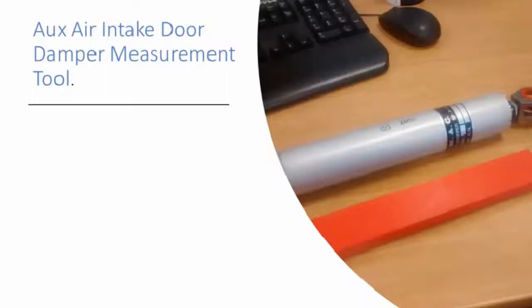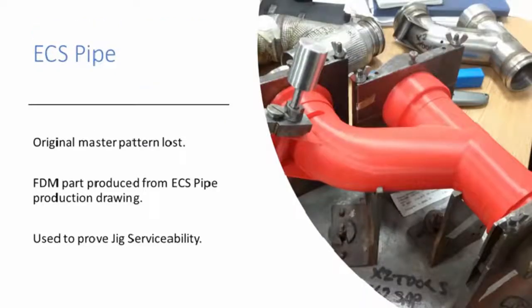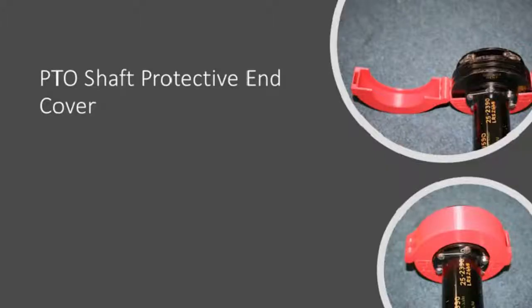In this slide, the aux-air intake door damper checking tool has enabled a simple solution to enable accurate setting on the maximum and minimum extension of hydraulic piston that was previously undertaken by ruler and eye methodology. In this example, the ECS pipe, the original master part was lost for the ECS pipe jig. The FDM part produced from production drawings was used to provide a serviceability way of testing the jig.